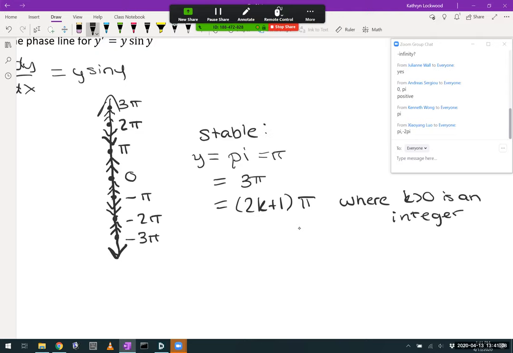All right, and good, we've got another one at negative 2 pi. Again, looking at the phase line, we see the arrows are all pointing into negative 2 pi, so it's going to be stable. So would minus 4 pi if we had extended the phase line long enough. And negative 2k pi. All the negative even multiples of pi.